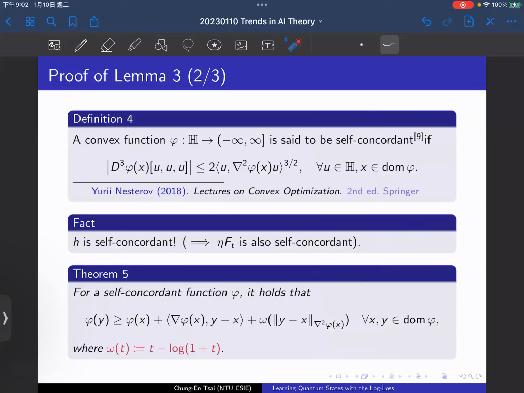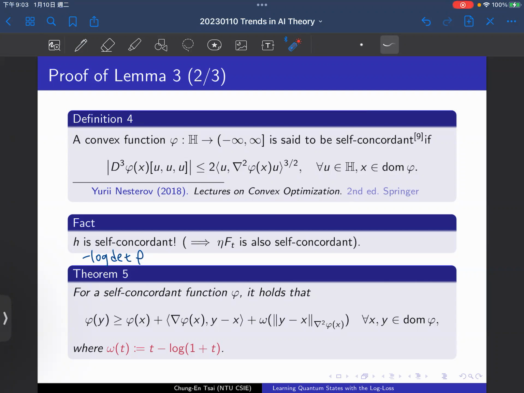We need to introduce some definitions. A convex function phi is said to be self-concordant if the third derivative is upper bounded by its second derivative. One fact is that h is self-concordant. Here h is the minus log determinant of rho, and it is a standard example of a self-concordant function. You can check Nesterov's book for references. And since eta times ft is a linear function plus h, eta ft is also self-concordant.